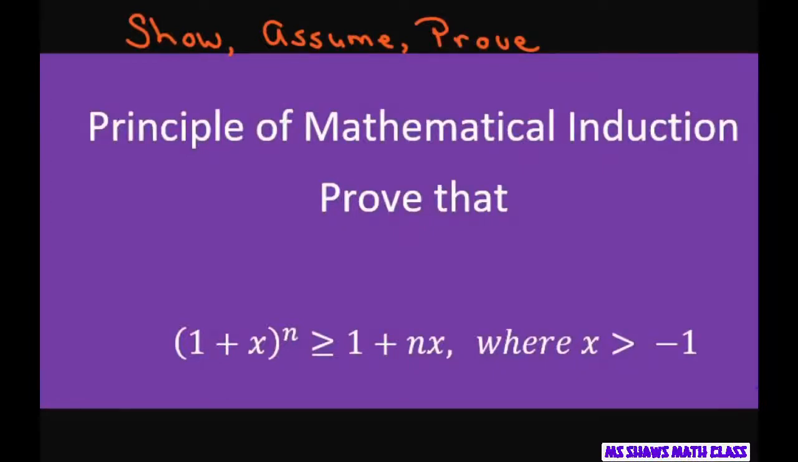Everyone, we're going to use the principle of mathematical induction to prove that (1 + x)^n is greater than or equal to 1 + nx, where x is greater than -1. We also want to say that when you're using mathematical induction, your n is a positive integer, so it belongs to the positive integers. All right, so we'll get started.